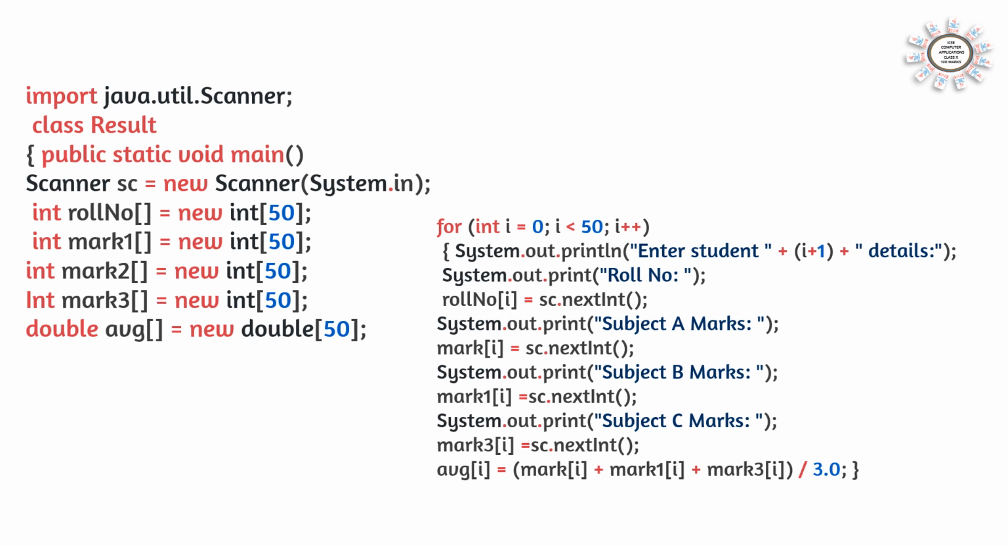Start the program with class result, write the first 4 lines till Scanner class, and declare the variables for inputting the roll number and marks of 3 subjects and for storing their average marks. So int roll number is equal to new int 50, which will store the roll number. int mark1, int mark2, int mark3 for storing the marks of 3 subjects and 50 students. And now double avg, this will store the average marks. double avg is equal to new double 50. So we have declared the array for storing the average marks of all students.